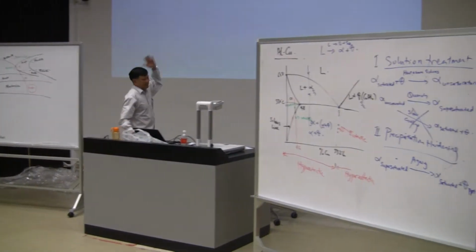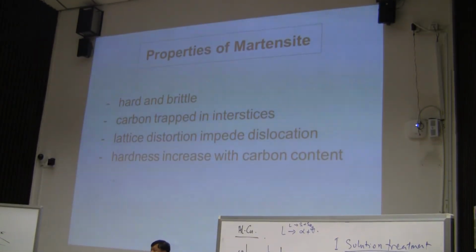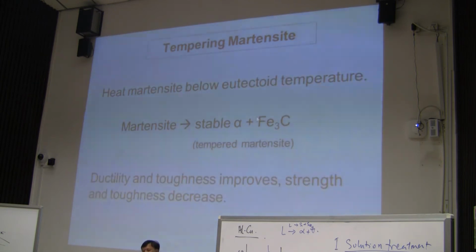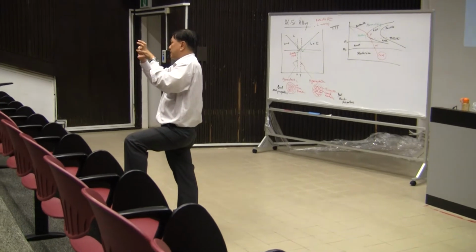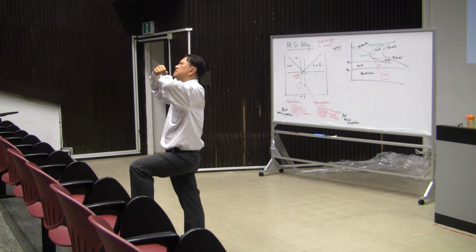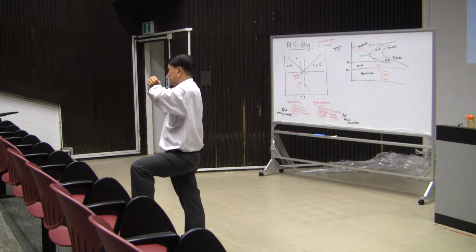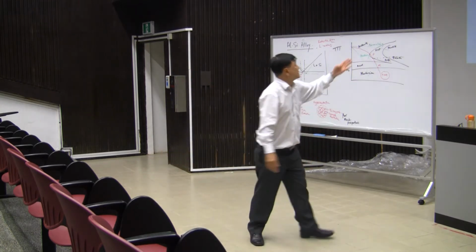So the more carbon I have, the more distortion it creates, so my hardness should be higher. We already spoke about this in your lab: you do tempering. You allow the carbon to come out. When the carbon comes out, the distortions will reduce, so your material will become less brittle, but you sacrifice hardness. That is called tempering.